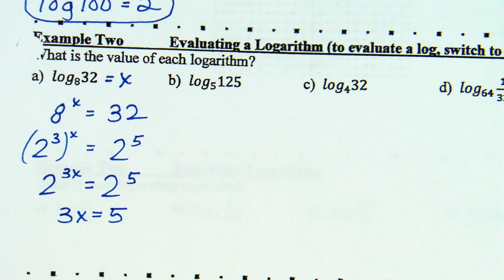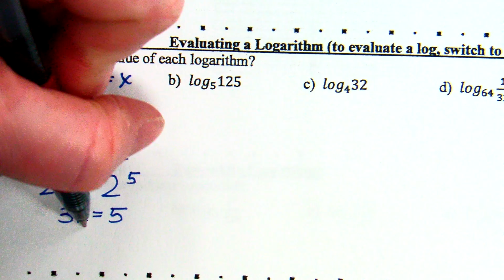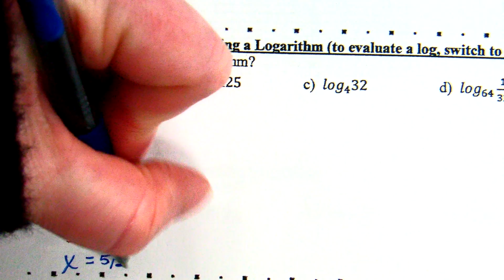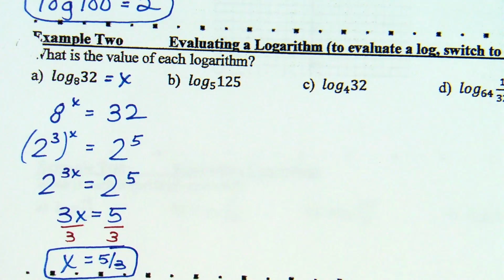Can you solve that for x? If it's 3x equals 5, how do we solve for x? Divide by 3. What is x? 5/3. So guess what log base 8 of 32 is equal to? 5/3.